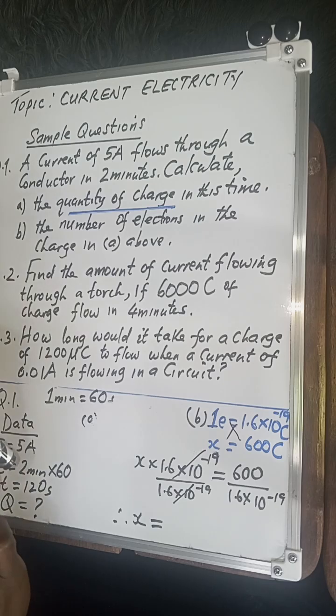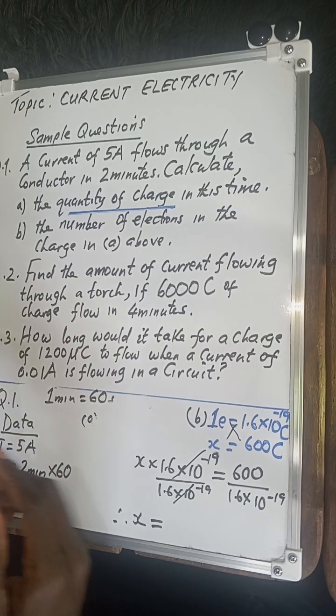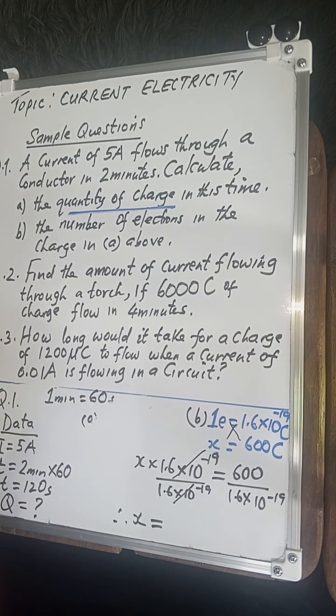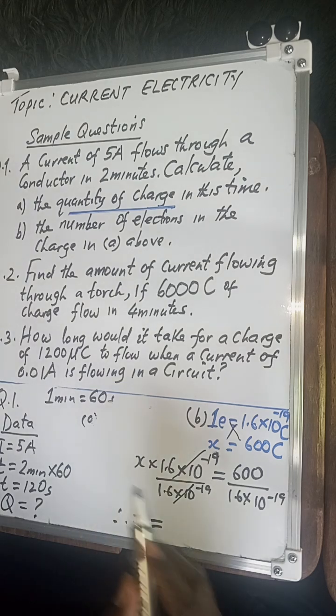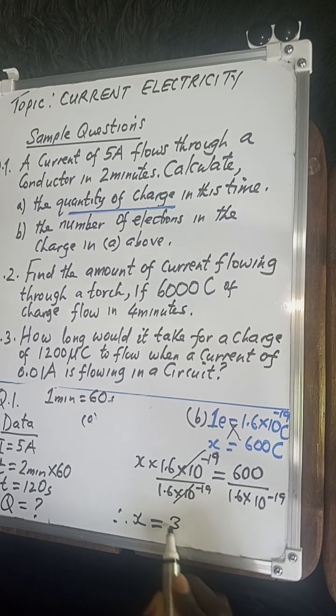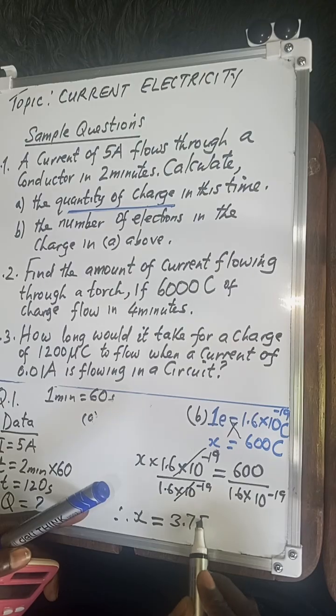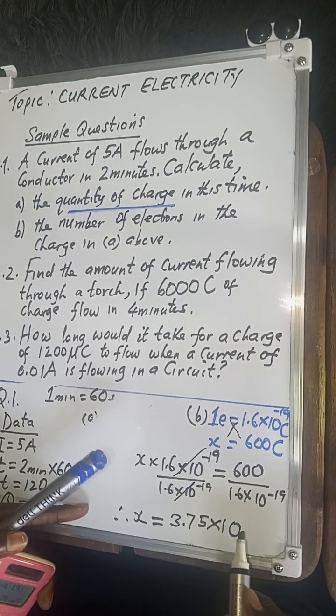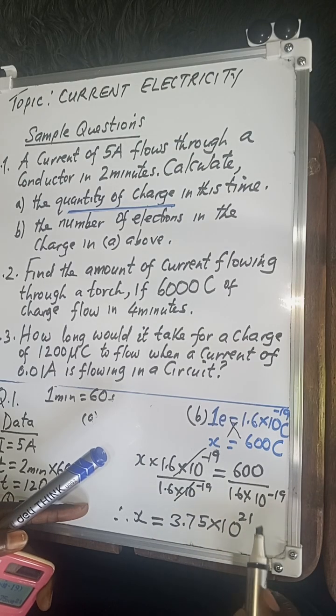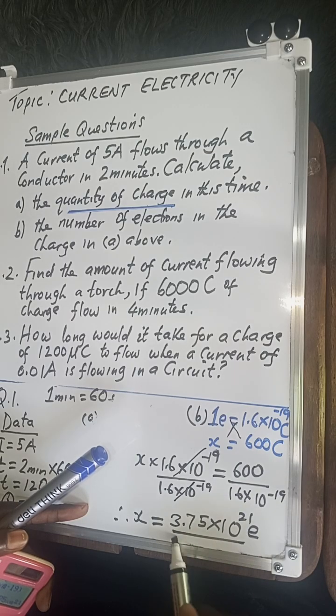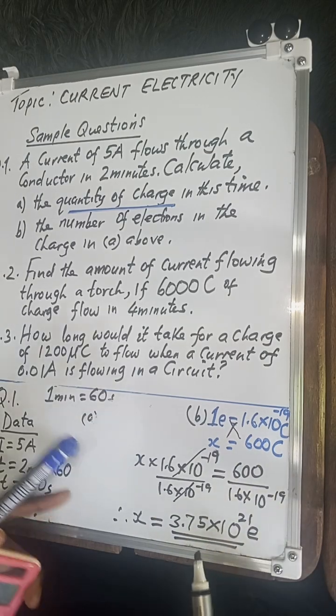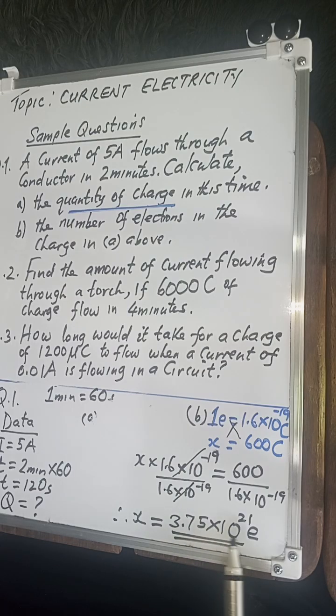If you are doing it on your calculator, it is giving me a value of 3.75 times 10 raised to the power 21, and this is going to be electrons. So meaning that in 600 coulombs we have 3.75 times 10 raised to the power 21 electrons. So that is how you can go about the first question.